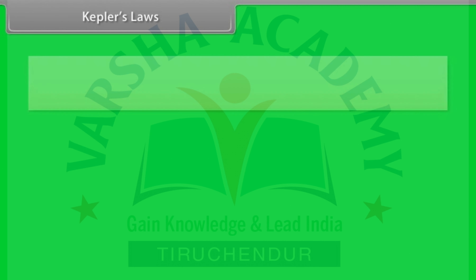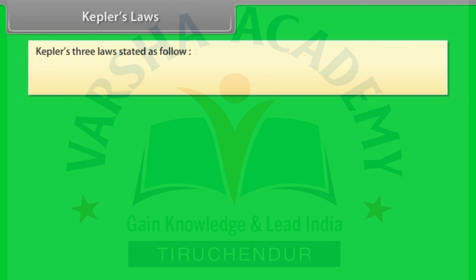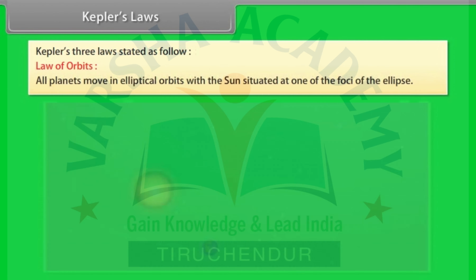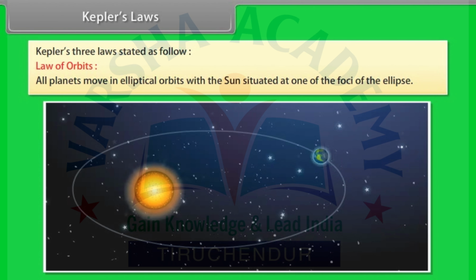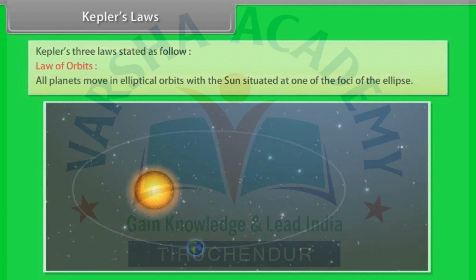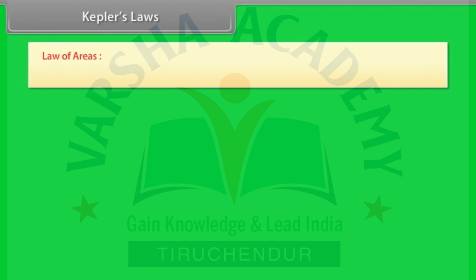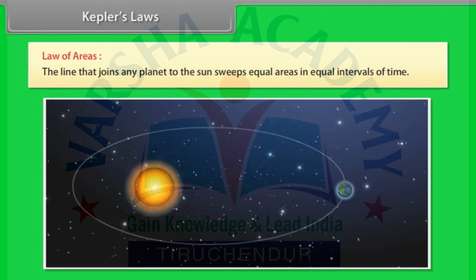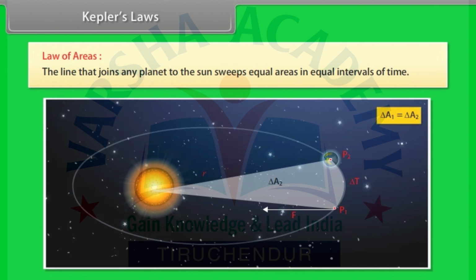Kepler's law. Kepler gives three laws. They are stated as: Law of orbits. All planets move in elliptical orbits with the Sun situated at one of the foci of the ellipse. Law of areas. The line that joins any planet to the Sun sweeps equal areas in equal interval of time. This law comes from the observation that planets appear to move slower when they are farther from the Sun than when they are nearer.